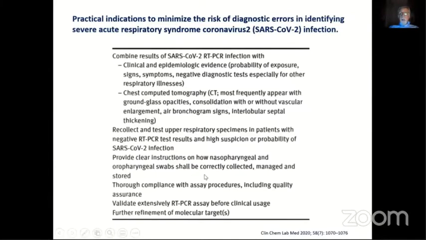It is important to provide clear instructions on how to collect the samples. We need compliance with the assay procedure. We need to have quality assurance in the laboratory. We have to validate extensively in advance the test, the clinical use of the test. And also, eventually, we have to refine molecular tests, for example, when there is some new viral strain.